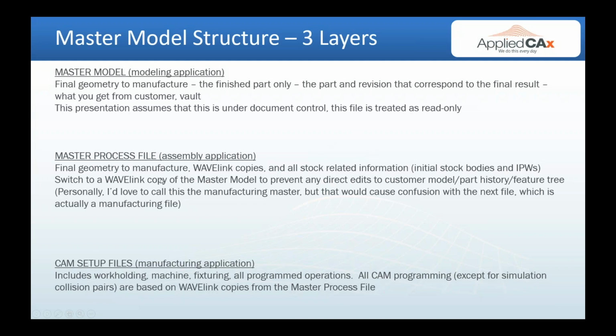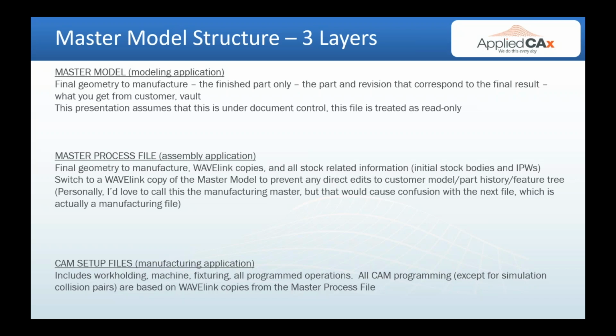Then you take your master process file and use that across all your CAM setup files. And all your CAM setup files have the operations, the machine, the fixturing, any sort of simplified models. Any sort of extra CAD work you do happens in the CAM setup file. So the master process file is only the master plus the stock. The master model is just the master geometry. The CAM setup file is where everything happens.